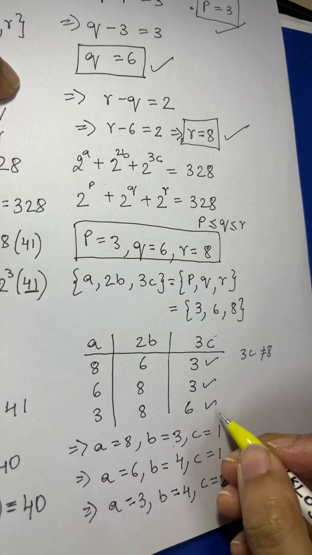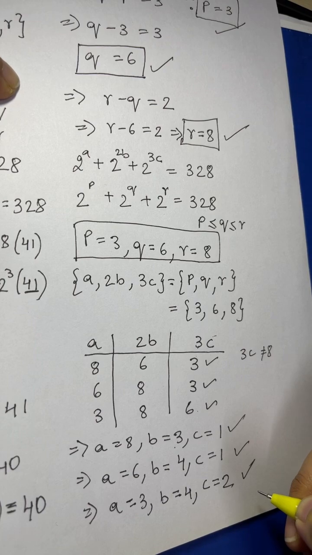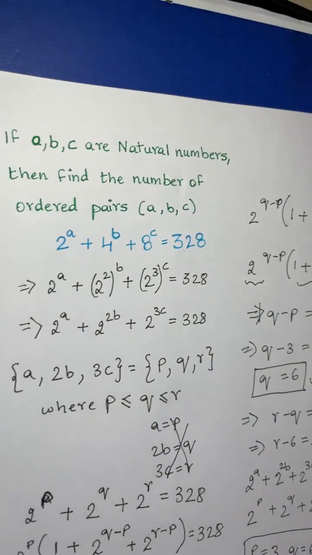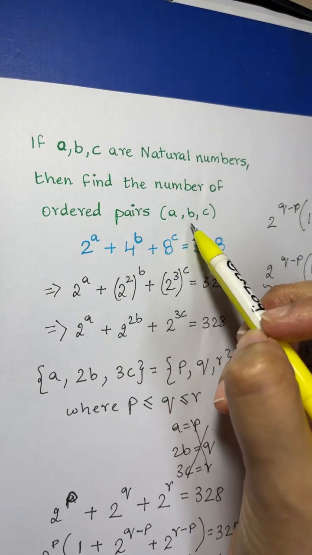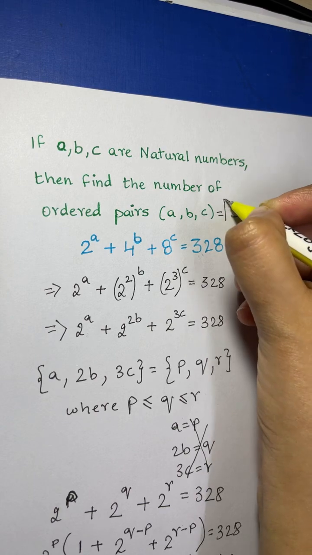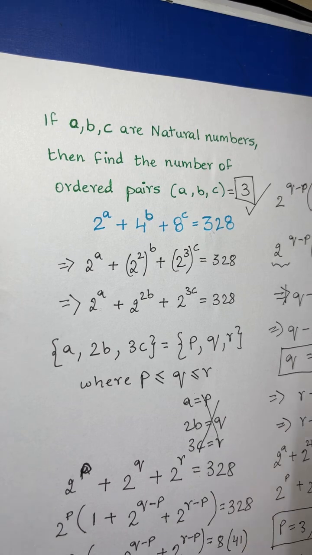So here we get the 3 values of a, b and c. The question was to find the number of ordered pairs of a, b, c. That's equal to 3. We have 3 ordered pairs for a, b and c.